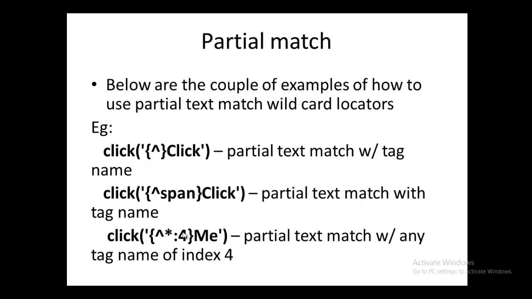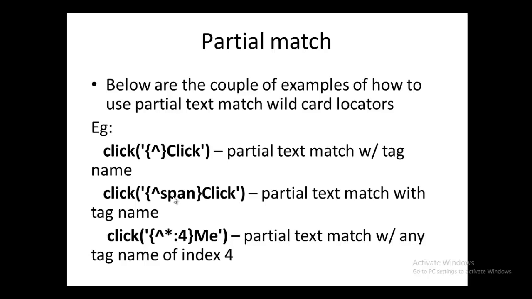Yeah, so let's see how we do a partial text match. It is just that simple: if you use a caret symbol in the curly braces, it means it is a partial match. If you can see, the full text click me is not there, yet we are still able to find it. And I can also pass the tag name. In the second example I am telling that span is the tag name.